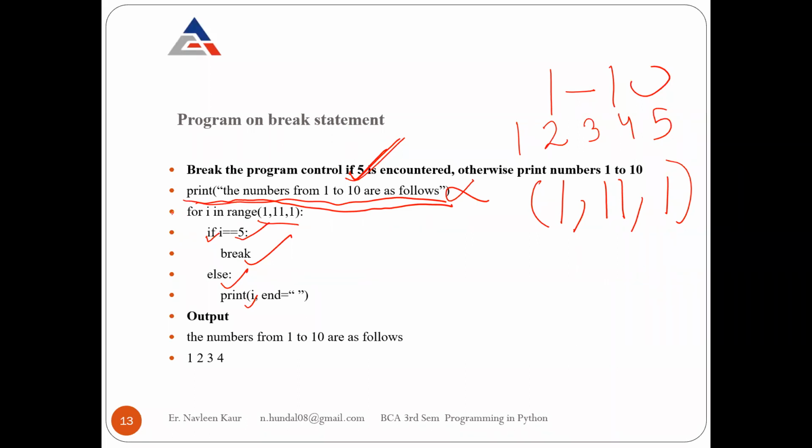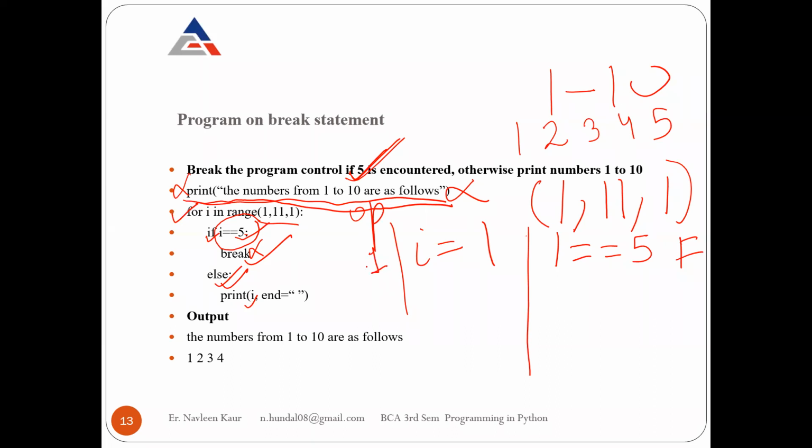Okay, so the program starts from here. I'm not considering this statement because this is a normal print. I's value in the beginning will be 1. 1 is in this range, right? This will be checked: is I equal to 5? It is asking you a question. Is 1 equal to 5? False. This if becomes false. If this if becomes false, it means break will not run. What will run? Else will run. And else says print I. It means here is the output. What will be printed? 1 will be printed.